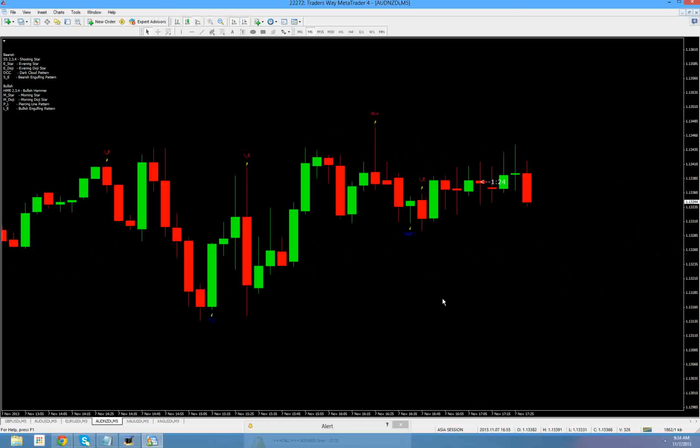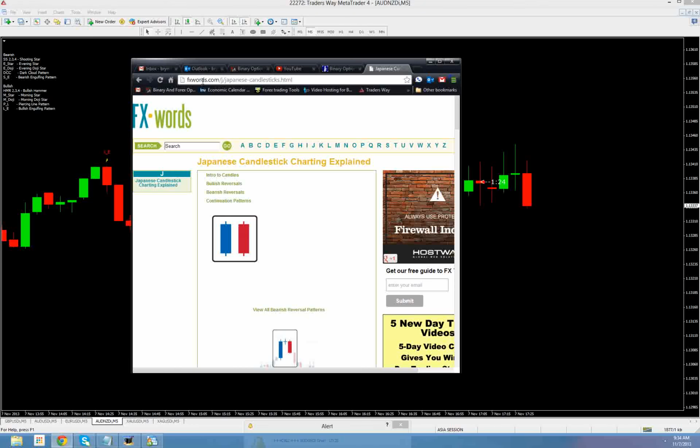This is not going to catch every single pattern out there, but it is a great way to learn patterns if you've never done it before. Now, what the hell are you going to do with this? Because obviously, if you have this indicator up here, you don't know what the patterns are. A great site to go to is fxwords.com, and I will link this. And it has Japanese candlestick charting explained.